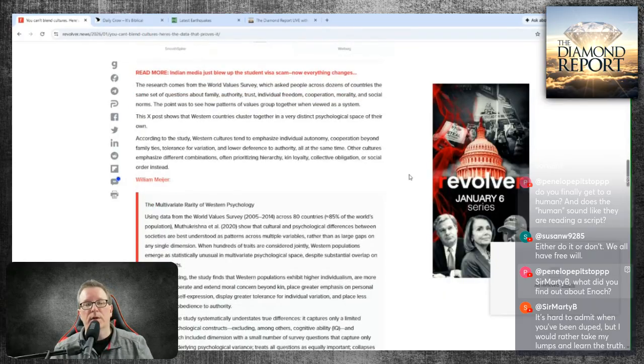The research comes from the World Values Survey, which asked people across dozens of countries the same set of questions about family, authority, trust, individual freedom, cooperation, morality, and social norms. The point was to see how patterns of values group together when viewed as a system.